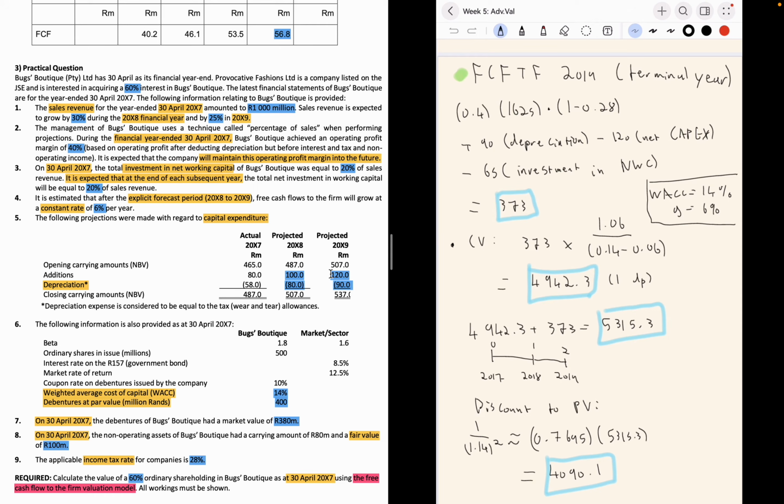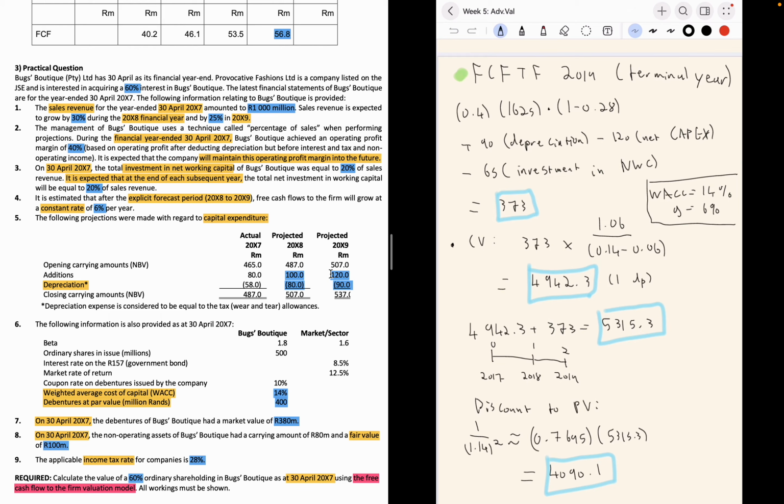What do we do now? Now we need to calculate the continuing value. So firstly, we take the future cash flows to the firm that is not yet discounted for 2019. So we multiply it by 1.06 over 0.14 minus 0.06. 1.06 because that is the growth model, and then we divide by the WACC minus the growth model. So that should give you a value of 4,942.3 to 1 decimal place. So that is the continuing value.